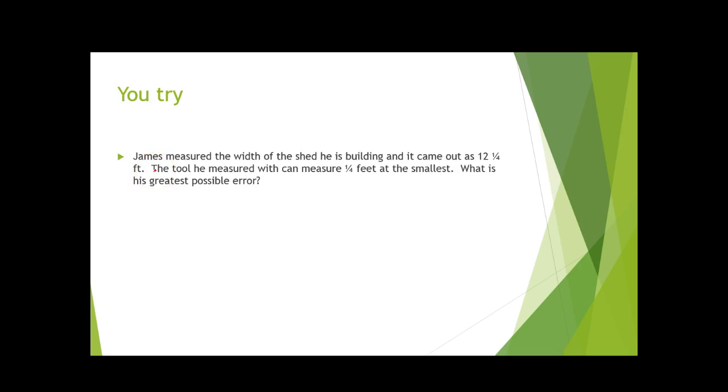Okay, try this problem also after you're done with that. James measured the width of the shed he's building and it came out as 12 1/4 feet. The tool he measured with can measure 1/4 feet at the smallest. So basically take a foot and it goes into quarters on his measurement tool. What is his greatest possible error? Is it 1/2 of a foot, 1/2 of an inch, 1/8 of a foot, or 1/8 of an inch? Try to figure that out and then unpause when you're done. Page 207, 15 through 18 will help you work on problems with greatest possible error.